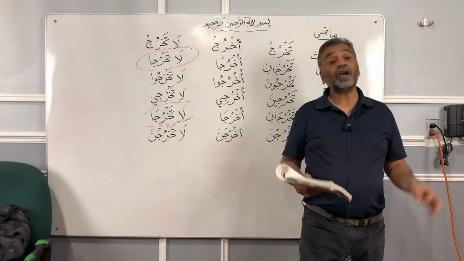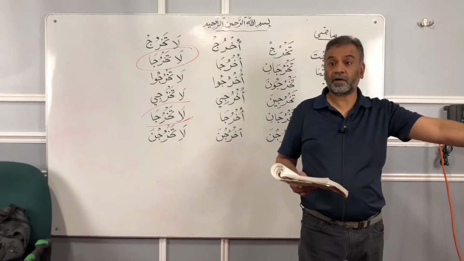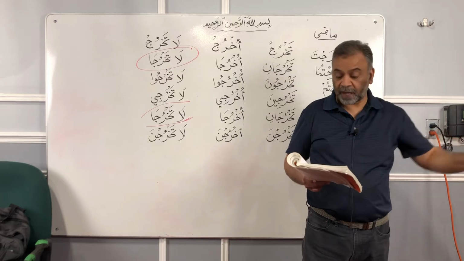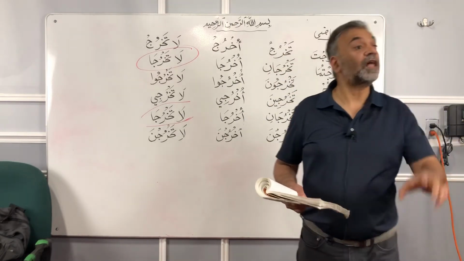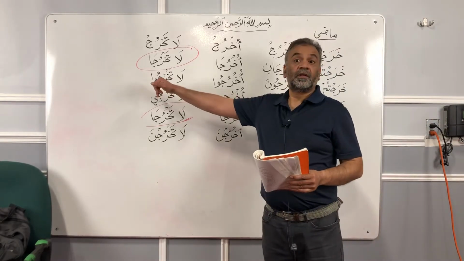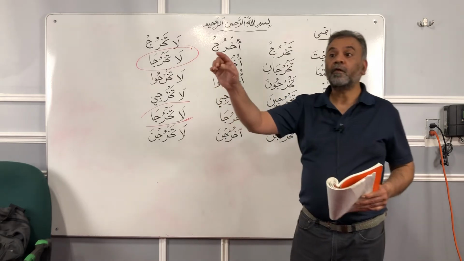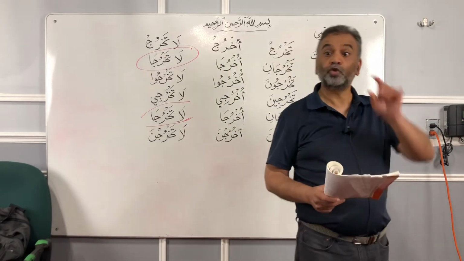Then we are saying ya ayyuhan nas. Now we are addressing the entire humanity, and we don't want them to do something with the shaitan. La ta'budu, in this form, ta'budu with the waw. Waw is your file, right, Shajil bhai? La ta'budu.